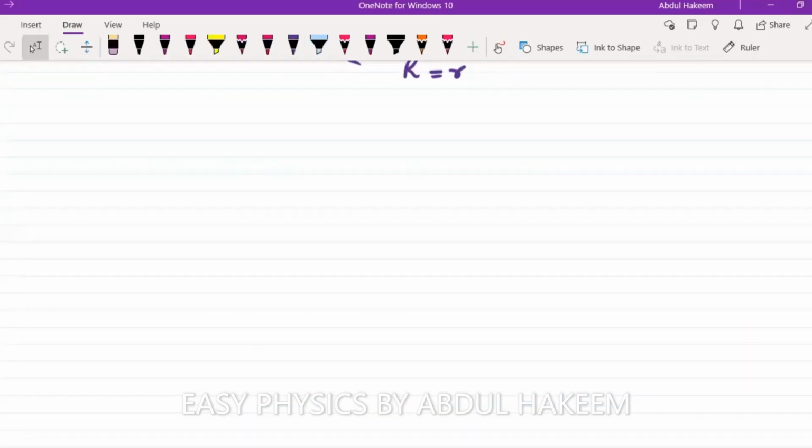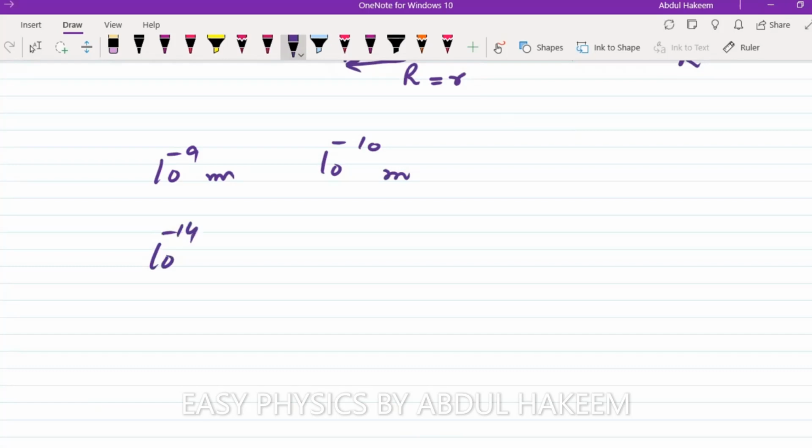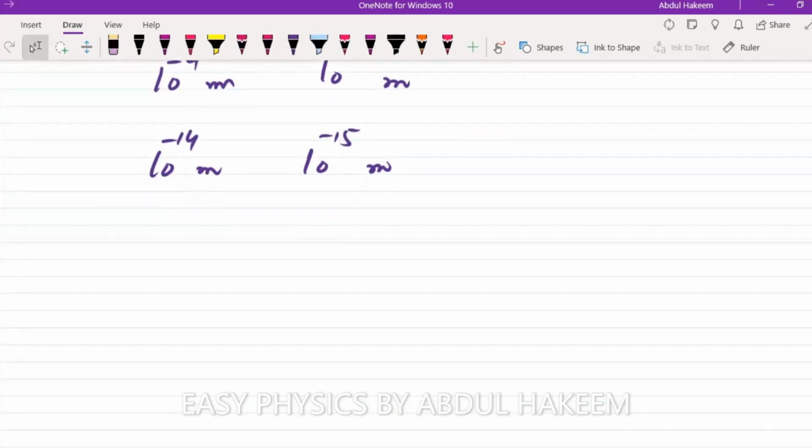Okay, next, nuclear physics, radioactivity. First of all, the size of the atom is 10 power minus 9 meter or 10 power minus 10 meter. And the size, meaning the diameter of the nucleus, is either 10 power minus 14 meter or 10 power minus 15 meter. And the mass of the atom is exactly equal to the mass of the nucleus, and the mass of the atom or the nucleus is A times U. A is the atomic mass and U is AMU, atomic mass unit.